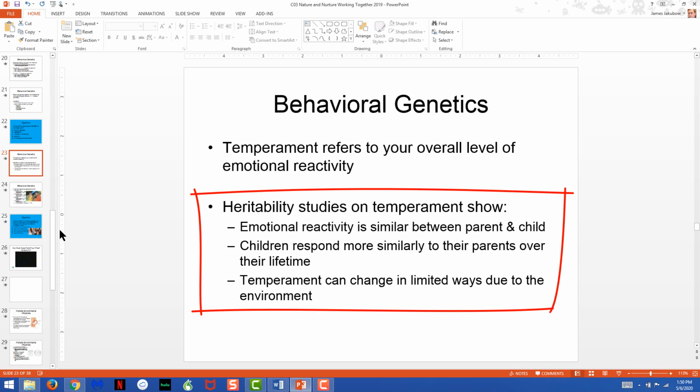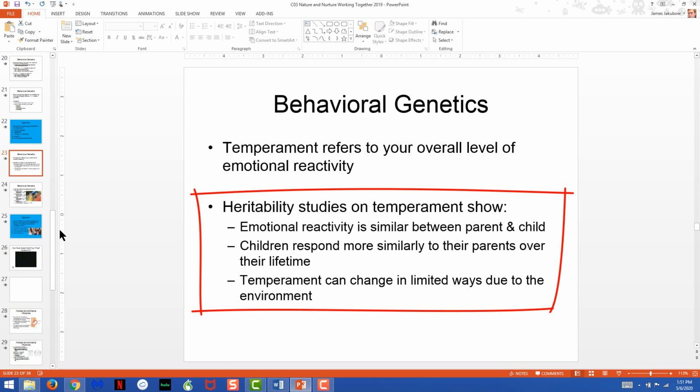Temperament can change in limited ways due to the environment. That is an aspect of adaptability. No genetic trait that you appear to have seems to be extremely rigid and unchangeable. And that's an important thing to keep in mind. To say that a personality trait is genetic does not mean that it can't be changed. Genetic traits, even traits that are highly genetic, can still be modified by the environment.